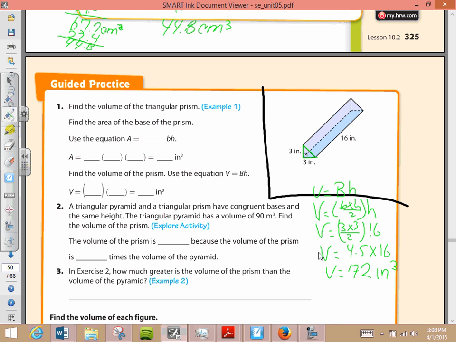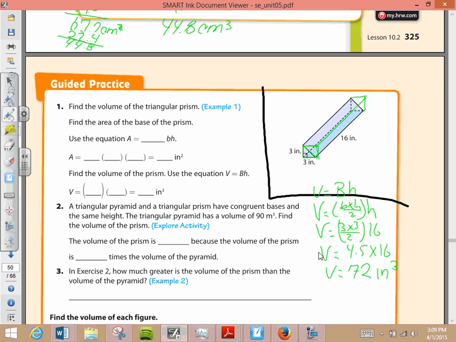When you multiply 3 times 3 and not divide by 2, what are you finding the area of? The rectangle, right? Not the triangle. When you multiply 3 times 3, you're finding the area of a rectangle, or in this case, a square. And then you multiply the height, you're assuming that it's actually a square prism. And you don't have that, right? You only have half of that.